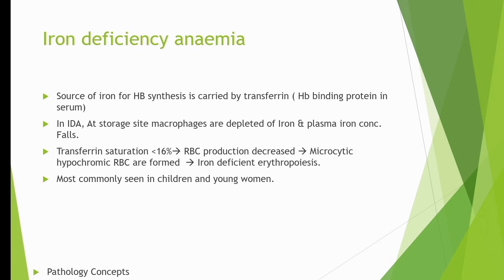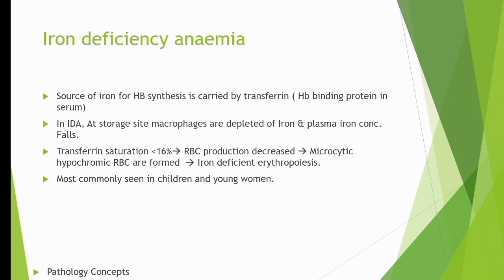First, we see iron deficiency anemia. The source of iron for hemoglobin synthesis is carried by transferrin. Transferrin is an iron binding protein in the serum. At the storage site, macrophages are depleted of iron, and plasma iron concentration falls in iron deficiency anemia.